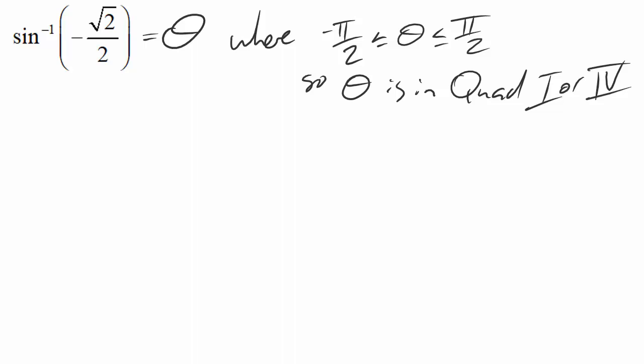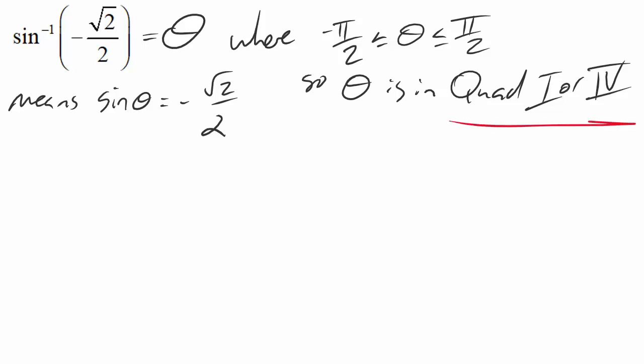Now, sine inverse of negative square root of 2 over 2 equal to our angle theta means that the sine of theta is equal to our negative square root of 2 over 2. With sine being equal to a negative number here, and our choice for quadrants being 1 or 4, sine is negative in quadrants 3 or 4, so it means that for this particular problem we're in quadrant 4.